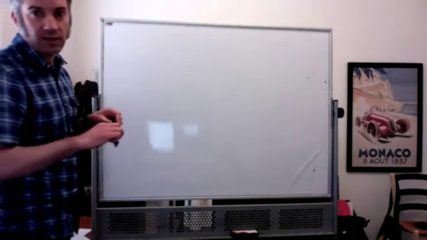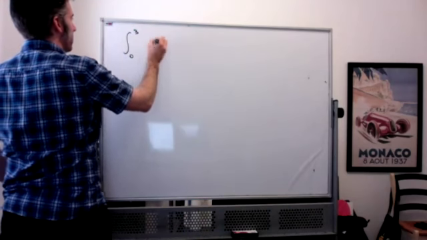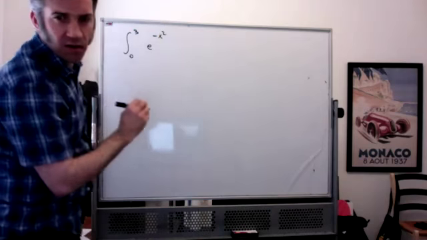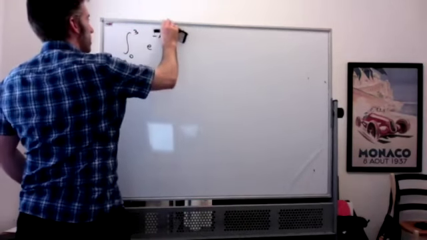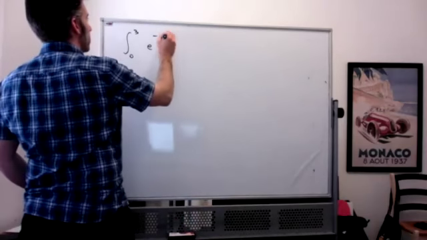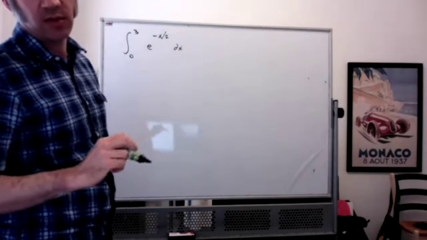All right, so here's the question. We want to write this integral from 0 to 3 of e to the -x over 2 dx as a limit of Riemann sums, taking the sample points to be right endpoints.